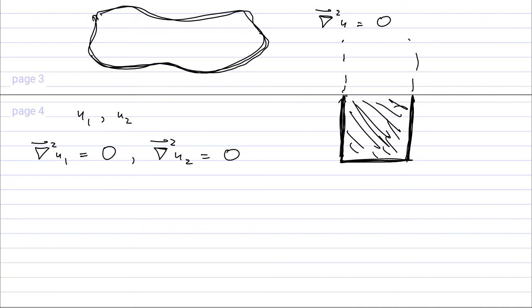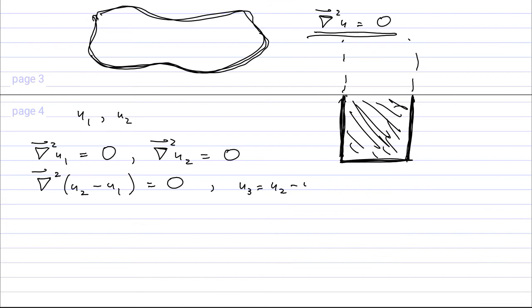What I then do is subtract these two equations, so I have del squared of (u2 minus u1) equal to 0. I can then define u3 equal to u2 minus u1. So then I have del squared of u3 equal to 0. Now, u3 has value 0 on the boundary, because u1 satisfies the Laplace equation with the boundary condition satisfied. On the boundary, the value of u is something.